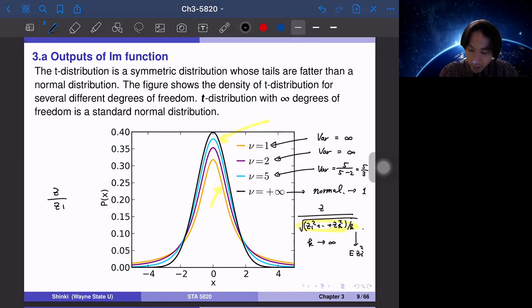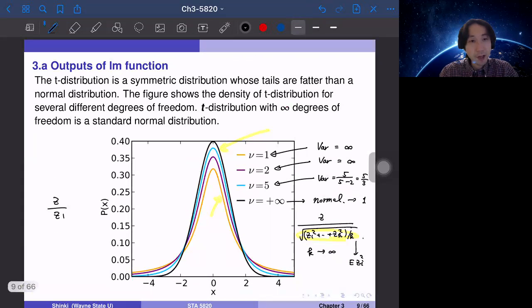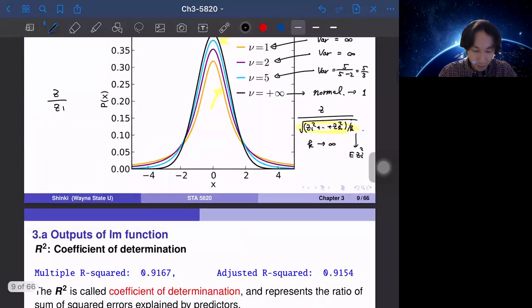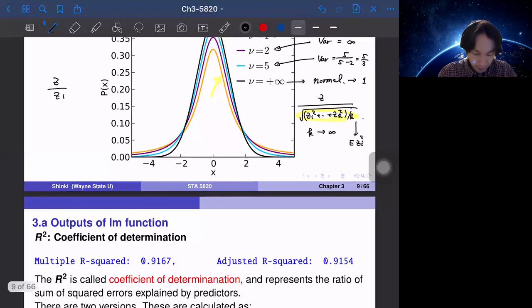So the t distribution is a very heavy-tailed distribution, but df 1 and 2 are especially heavy-tailed. It does not even have a variance. The sample variance, of course, exists, but the expected value of the squared epsilon does not exist.